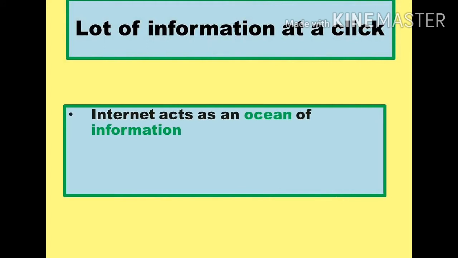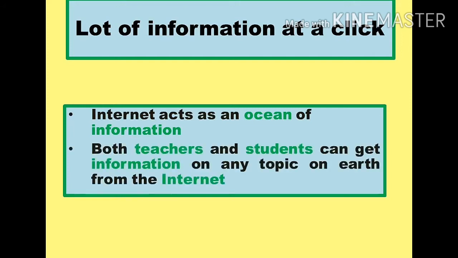Lots of information at a click. Internet acts as an ocean of information. We have all heard of the internet, like Google, like Khoj.com. A lot of information can be had from the internet. Both teachers and students can get information on any topic on earth from the internet.